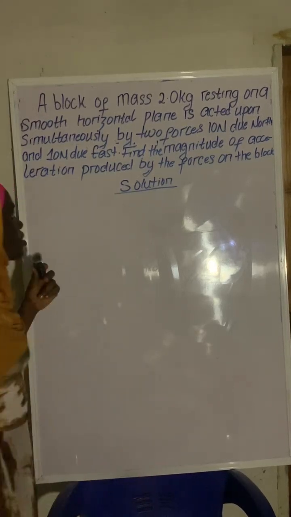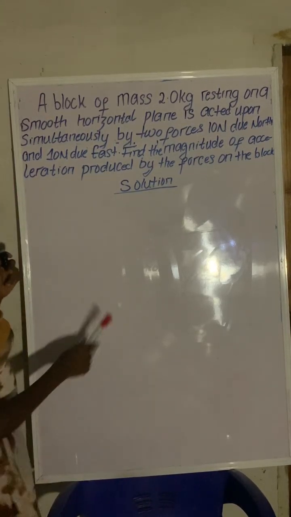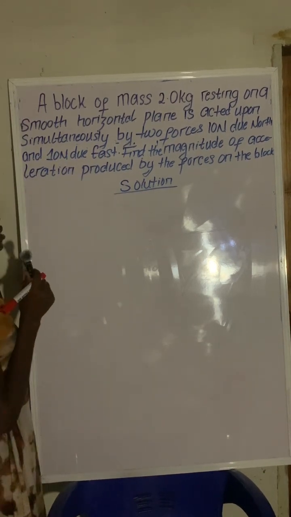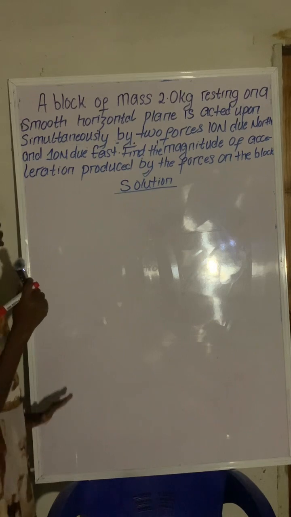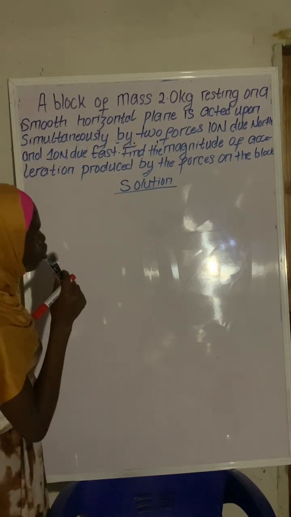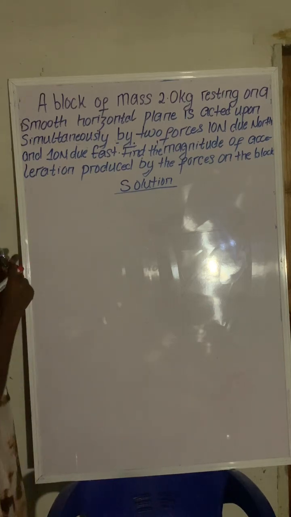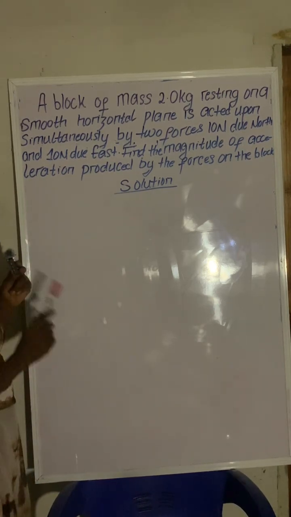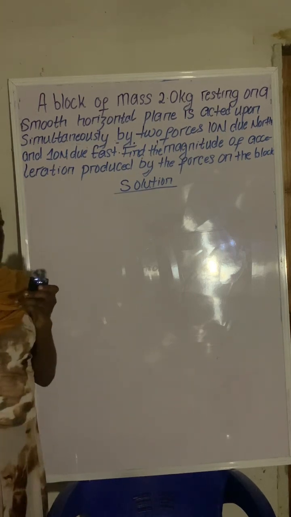Good day, everyone. So today we are going to be solving a question which says a block of mass 2.0 kg resting on a smooth horizontal plane is acted upon simultaneously by two forces, 10 Newton due north and 10 Newton due east. Find the magnitude of acceleration produced by the forces on the block.